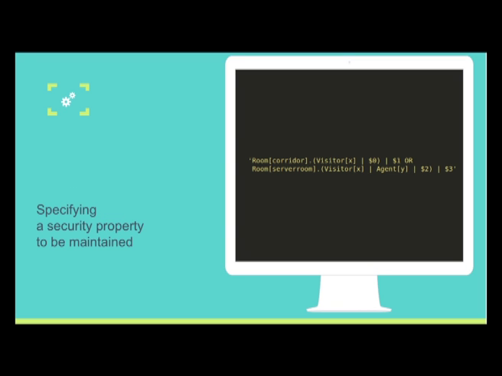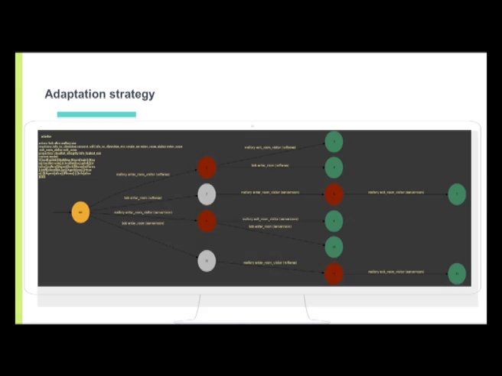Security requirements are represented as properties to be maintained throughout execution, such as a visitor being accompanied in the server room. After identifying violations by model checking, which correspond to counterexample sequences of actions, an adaptation strategy conditionally forbids or enforces certain actions. In this finite state machine, red states represent violations, and transitions to green states represent actions that the system can take to mitigate such violations.